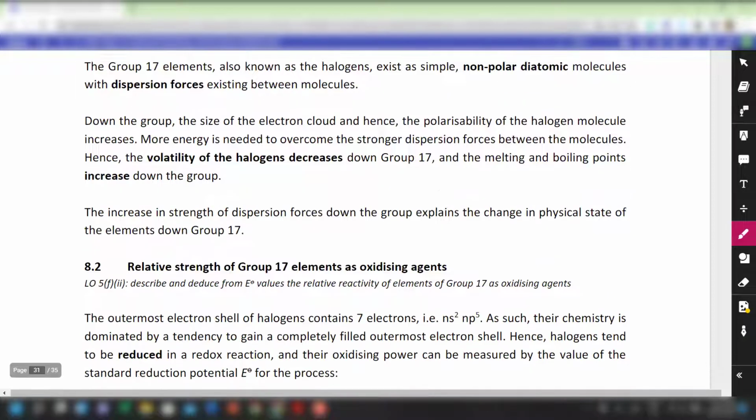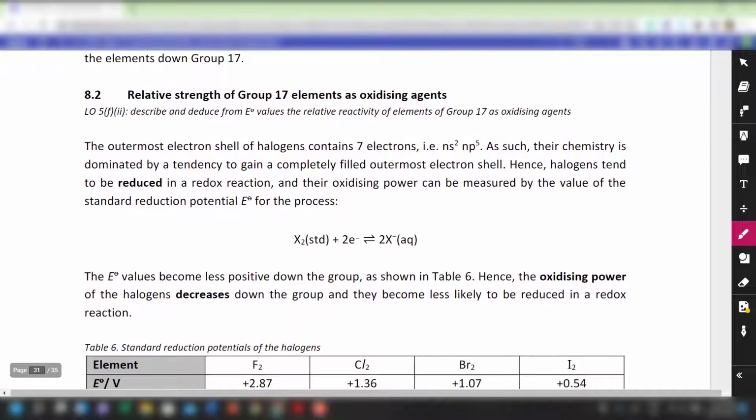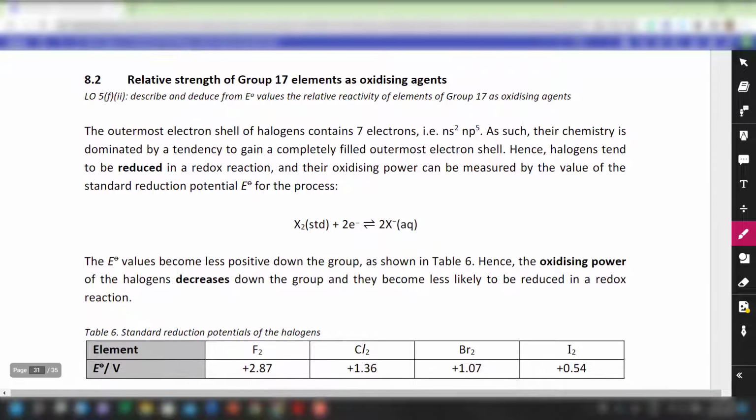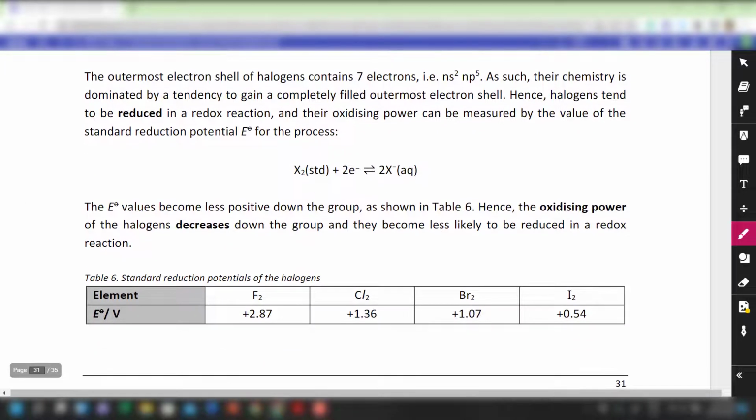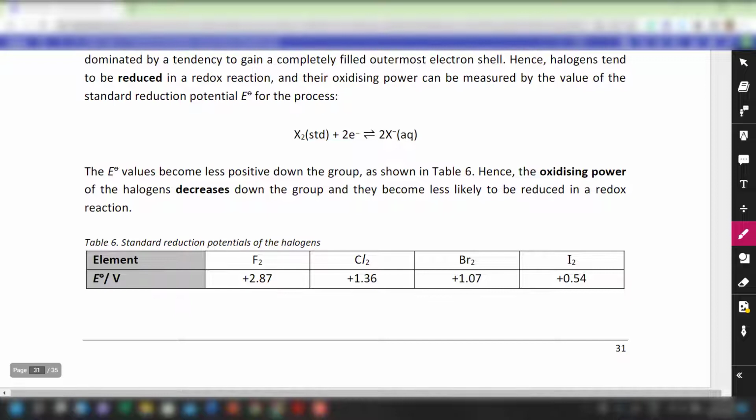For section 8.2, the relative strength of group 17 elements as oxidizing agents. Again, we need to look at the standard electrode potential. You notice that as we go from fluorine to chlorine to bromine to iodine, the standard electrode potential decreases in value. Fluorine has one of the largest standard reduction potentials, 2.87 volts. That explains why fluorine is one of the strongest oxidizing agents known to mankind.